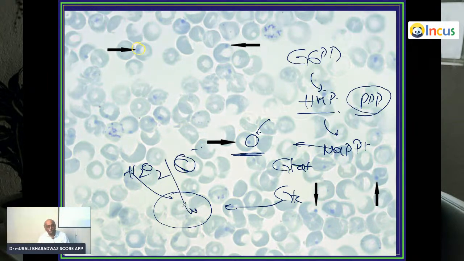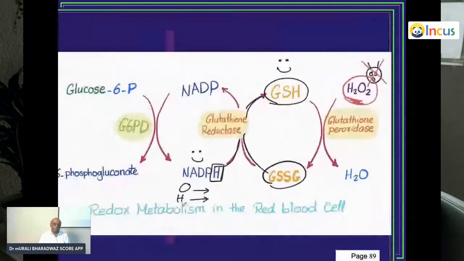the hemoglobin. This is the story, it will always be like this. But we forget. Heinz body, where is it? Bite cell, where is it? Where is the degmacyte, where is the PPP, where is the HMP? That is what you need to remember.